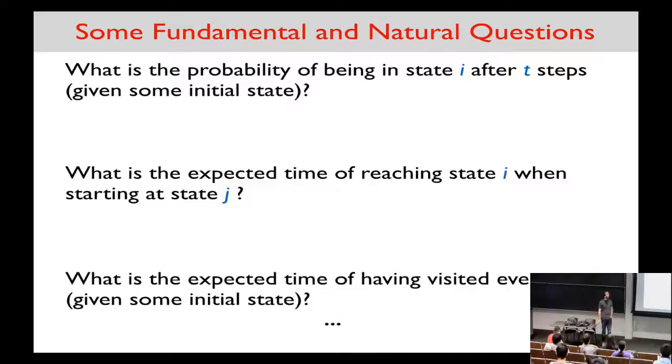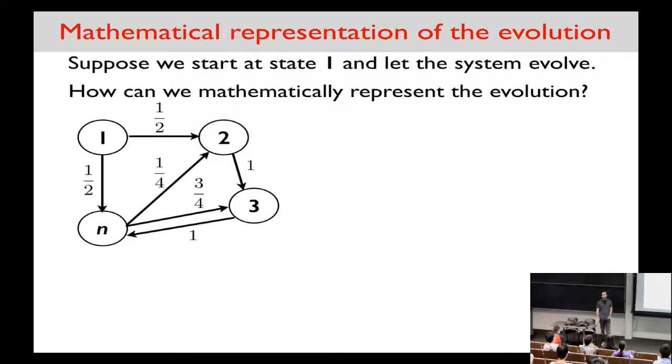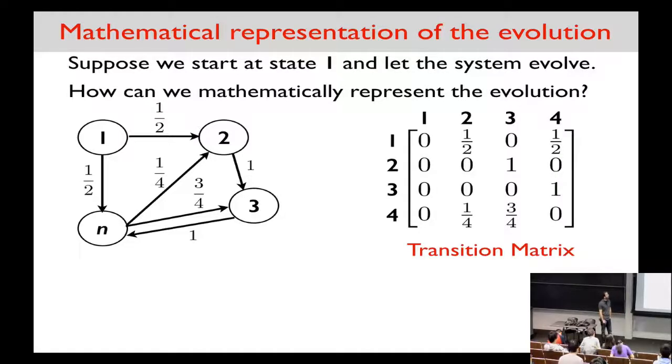Okay, so let's look at the first question. We want to understand how this system evolves and how we can have a handle on the probabilities as the system evolves. So let's suppose that we start at state 1, and we let the system evolve, and try to express the evolution mathematically. As we said, we have this transition matrix that's an equivalent representation.